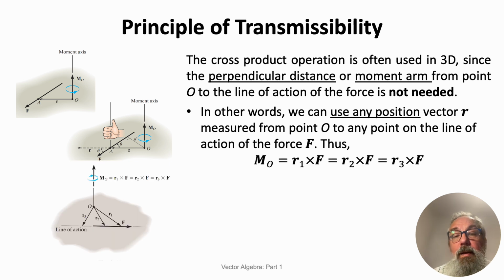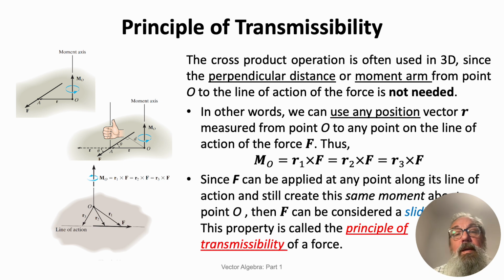So we can write the moment, this M0 that we're trying to calculate, as R1 or R2 or R3 crossed with F. Doesn't matter, as long as R1, R2, R3 are on the same line through which F travels. And this idea is the principle of transmissibility.